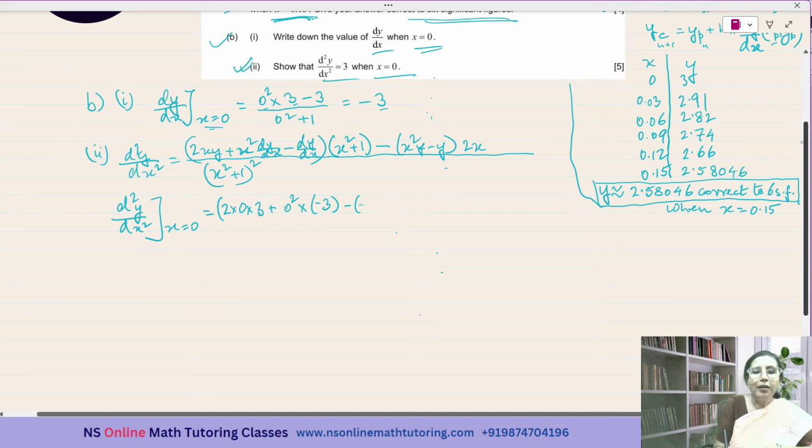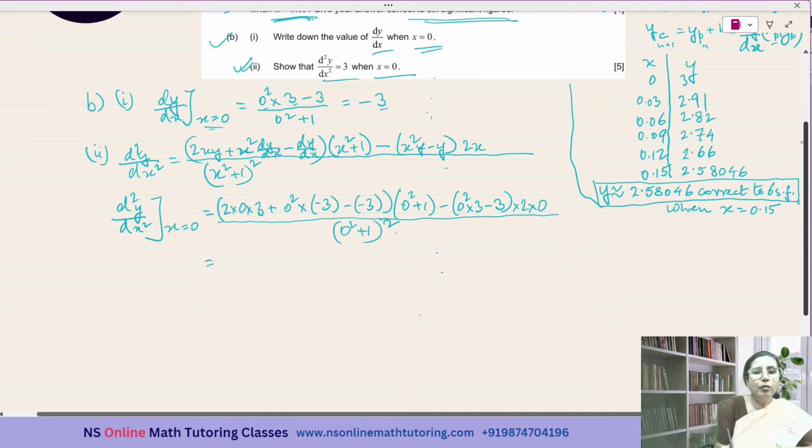and minus of minus 3, and this is 0 square plus 1, minus 0 square times 3 minus 3 times 2 times 0, over 0 square plus 1 whole square.